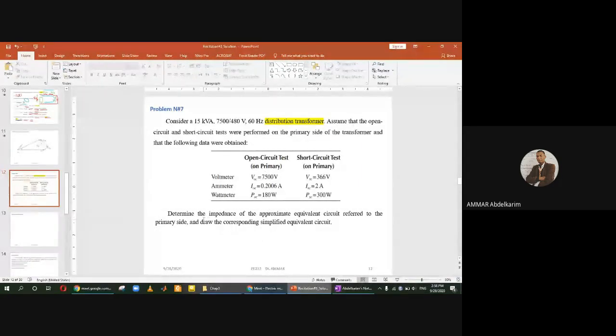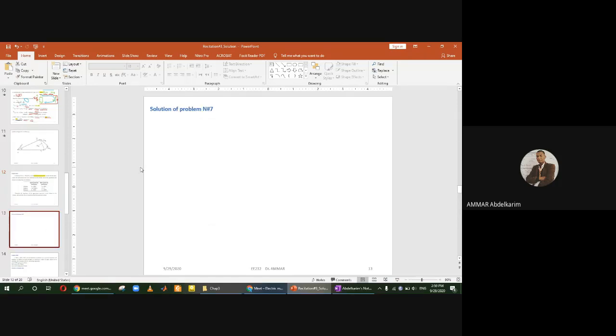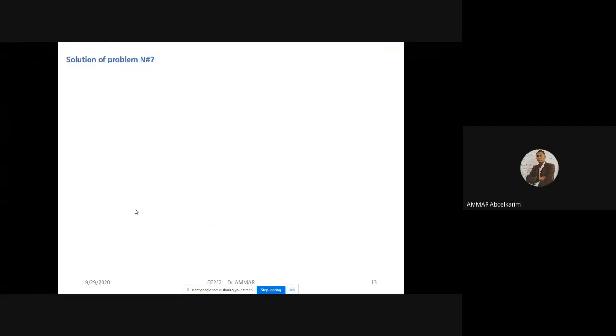The question here: determine the impedance of the approximate equivalent circuit referred to the primary and draw the corresponding simplified equivalent circuit. In other words, they ask us to calculate all the parameters, starting with RC and XM, then R equivalent and X equivalent, and draw a corresponding simplified equivalent circuit. So let's solve it directly.